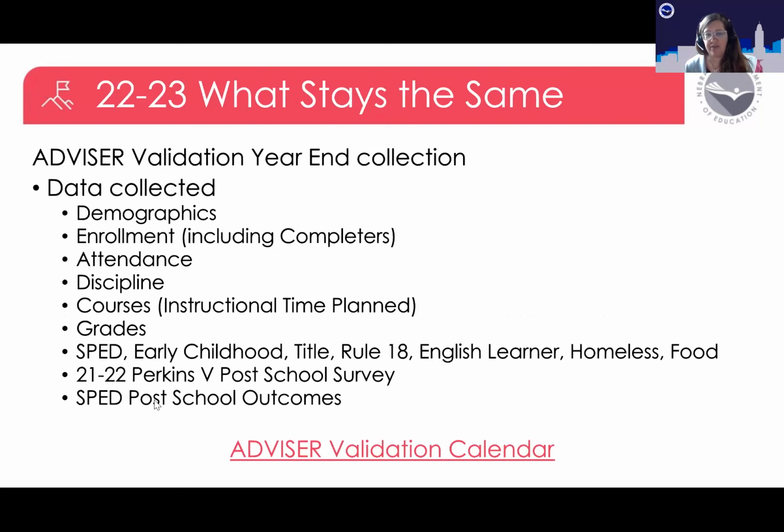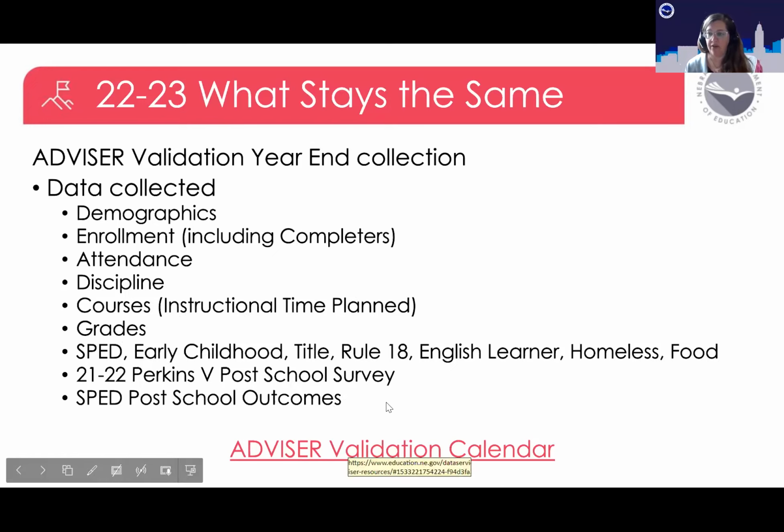All right, so now let's get into advisor validation. You're getting ready to look at your year-end and review everything. So the data that we're collecting at the end of the year includes your demographic information, enrollment, your completers, your graduates, attendance data, discipline, courses, including that instructional time plan Max spent a lot of time talking about, grades, all these various programs. We've got SPED, early childhood, Rule 18. We've got the 21-22 Perkins 5 post-school survey, and we've got SPED post-school outcomes data that you're going to want to review as well as part of that process.